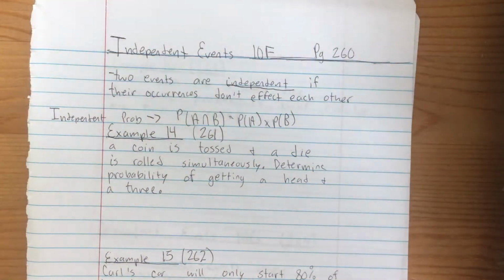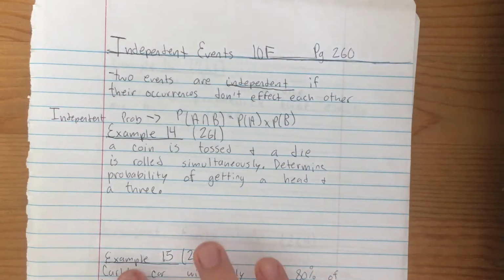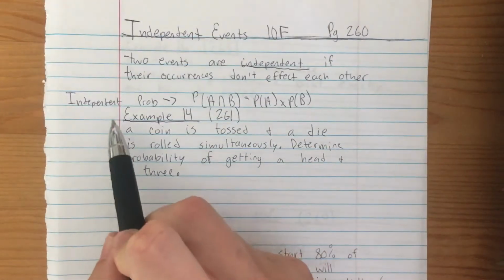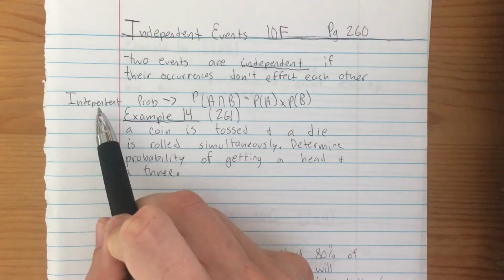So for example, for Mr. Price, an example of independent events would be if it's raining outside and the probability of me eating a sandwich. Like it raining outside and it not raining outside will not affect the probability of whether or not I will be eating a sandwich.